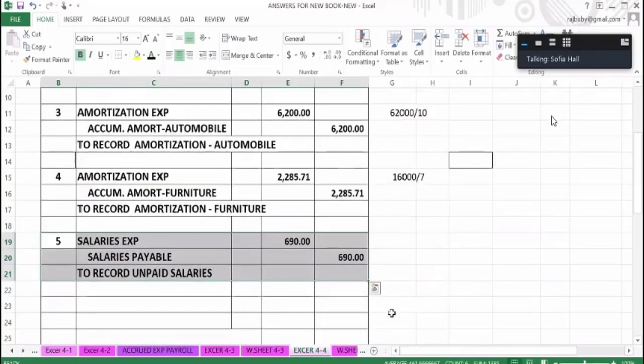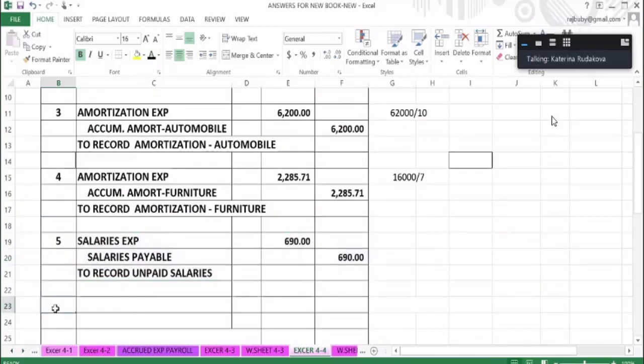690. Number 6. One of Claudia's customers paid for a 6 months contract at a rate of 600 per month in advance in October 2016. The contract began on November the 1st, and Claudia credited unearned revenue at the time. Okay. He paid in October. And the contract started in November. So it was 2 months of.